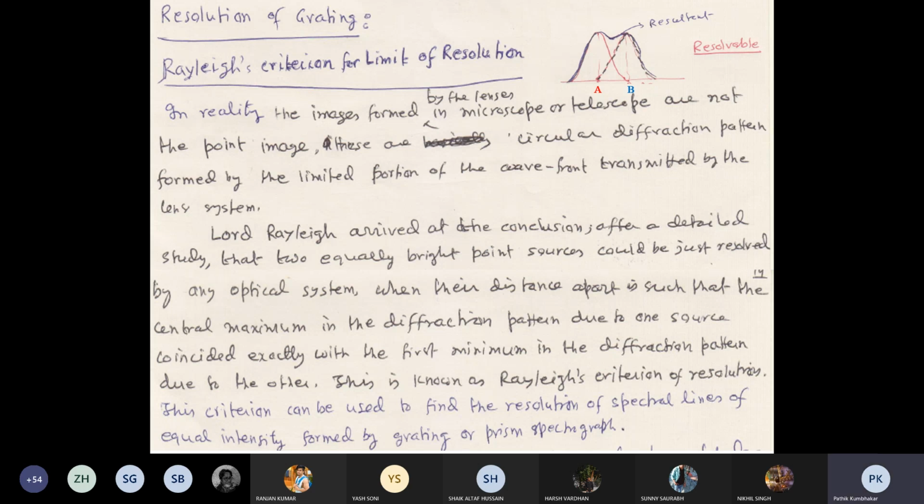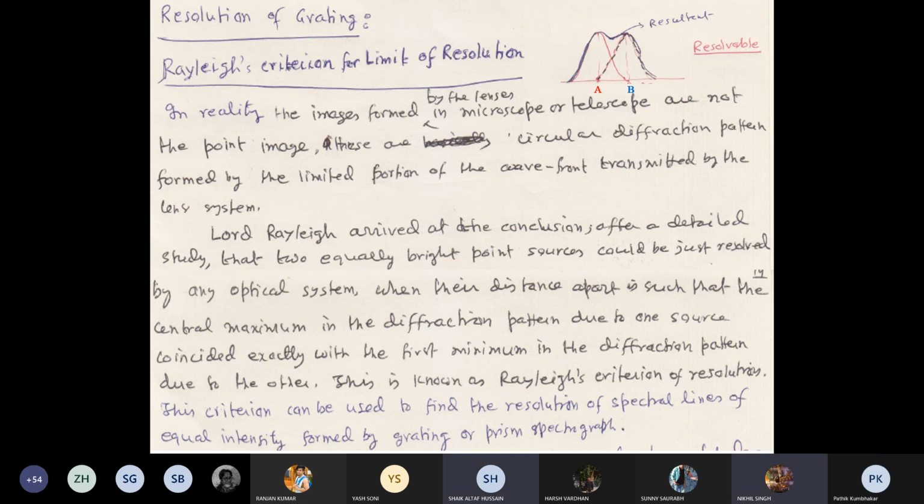Now, you see the Rayleigh's criterion for limit of resolution. What do you mean by resolution? For example, when you see an object in a microscope, what do you think about the resolution? What do you expect when you see an object in a microscope? Can you tell me what you basically do and what you want?